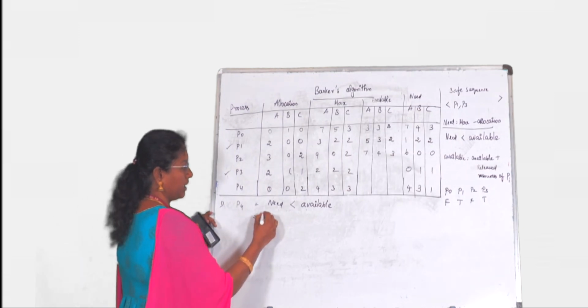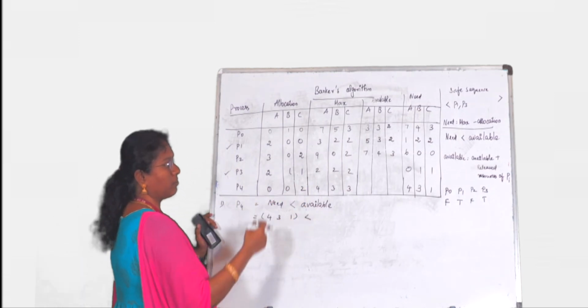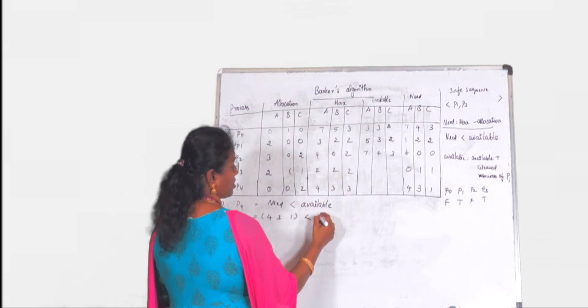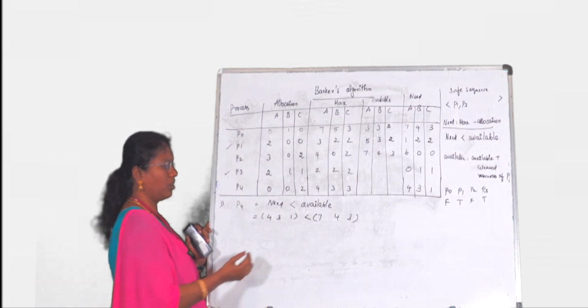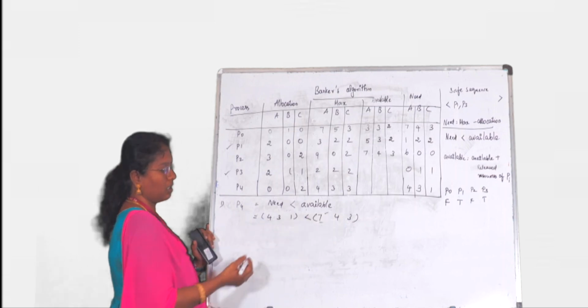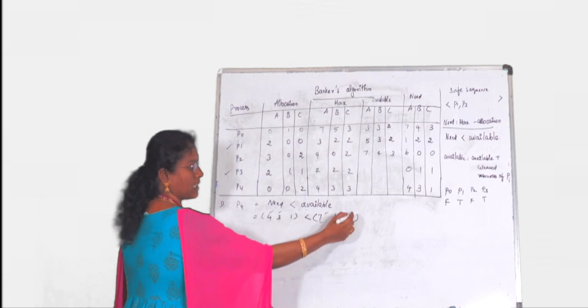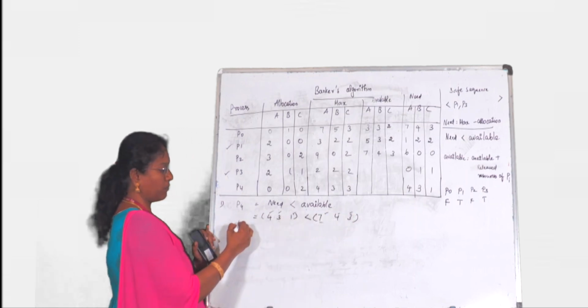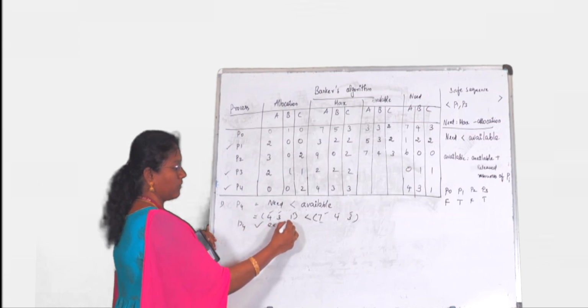So the needed resources are 4, 3, 1. They should be less than available. What are the available resources? 7, 4, 3. Now check: it needs 4 of A but 7 is available, okay. It needs 3, 4 is available, okay. 1 it needs, 3 is available, okay. So P4 will execute and it will release its resources.